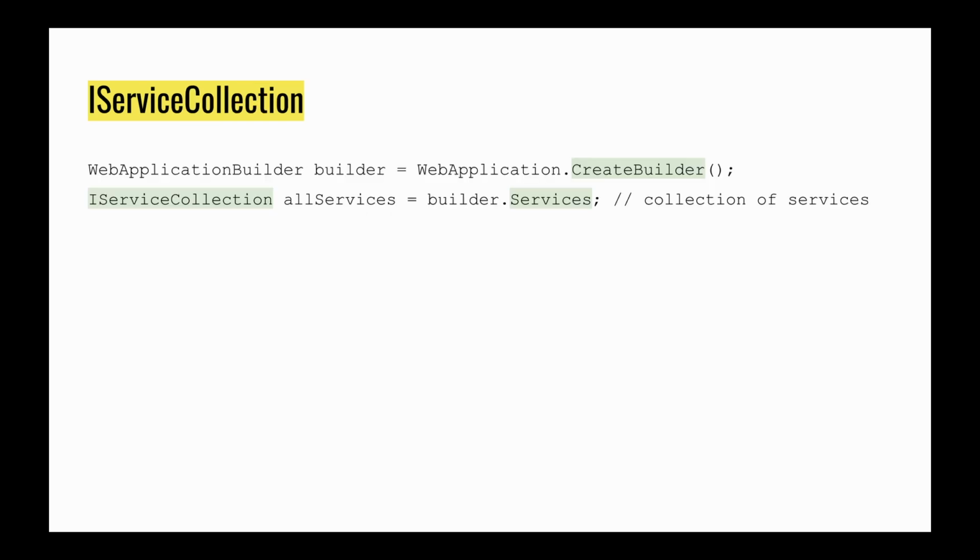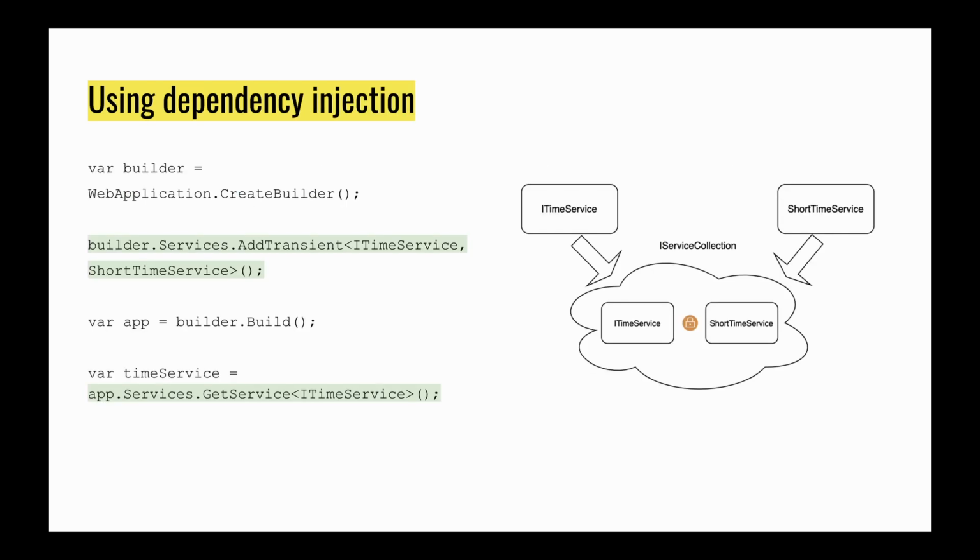For managing services in the application, the Services property is defined in the WebApplicationBuilder class, which represents the IServiceCollection object, a collection of services. The ASP.NET Core framework provides several built-in services that we can use. But we can also create our own services. Let's consider how to do it.